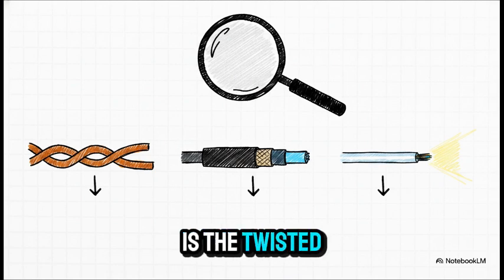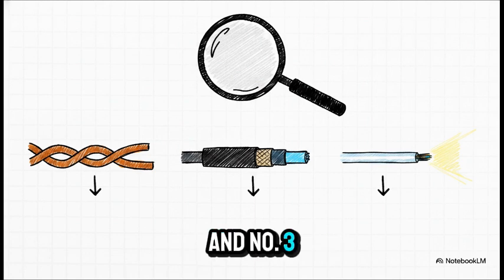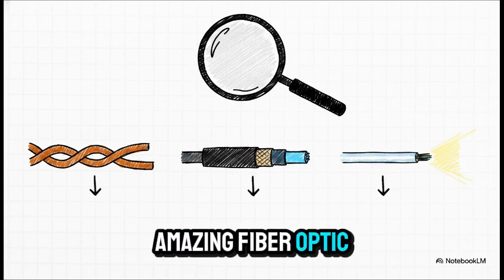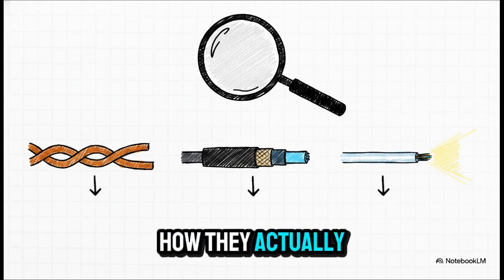Number 1 is the twisted pair cable. Number 2 is the coaxial cable. And number 3 is the absolutely amazing fiber optic cable. Each one is built just a little differently to do a specific job. So let's zoom in and see how they actually work.